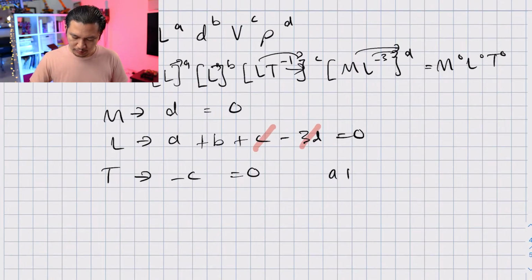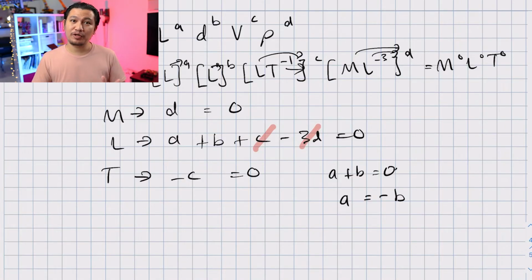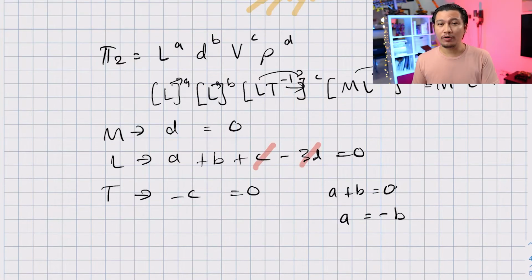So A plus B equal to 0, meaning that A is equal to minus B. So it doesn't matter. A can be 1, B can be negative 1, or A can be 2, B can be negative 2. It doesn't matter. So let's do A equal to 1.